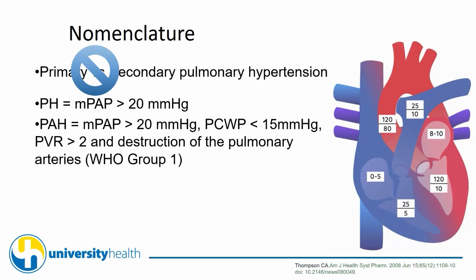So looking at this image on the right, the pulmonary artery is this highlighted artery right here. So it's right after the right ventricle. And to get these measurements, we do a right heart catheterization where it goes through the SVC, through the right atrium, right ventricle, and then into the pulmonary artery, and that's how we get these numbers.